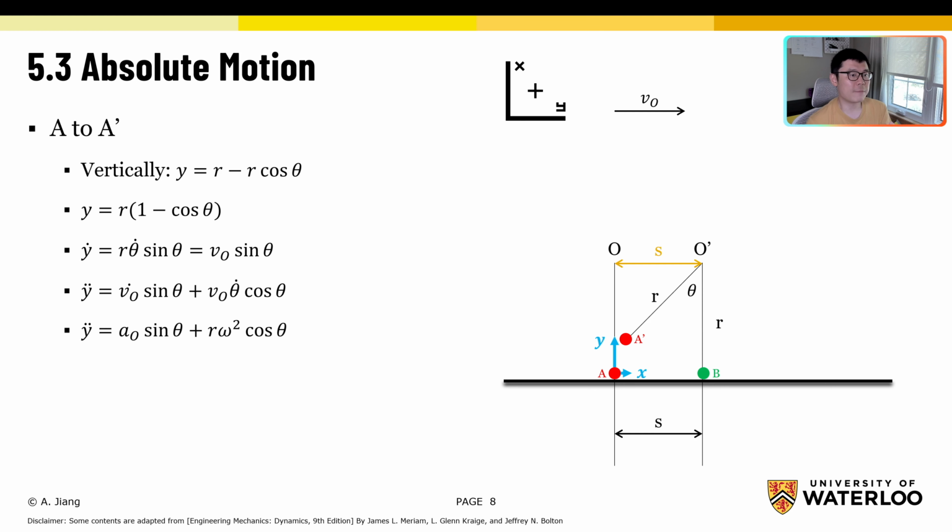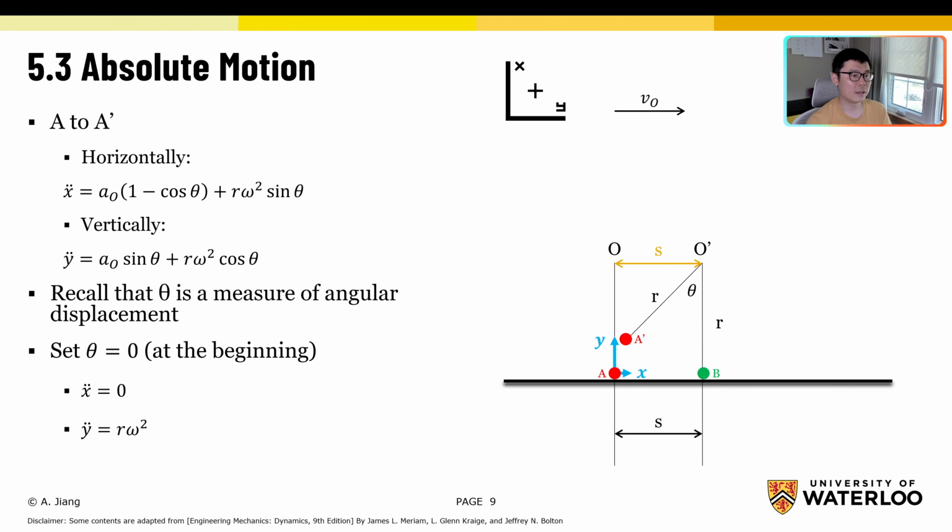Vertically, we'll do the same thing. When A travels the distance y from A to A prime, we will end up with a bunch of equations as well. I'll put them together on the next slide. Now, we have the 2 ultimate equations here, one for x and one for y, together.